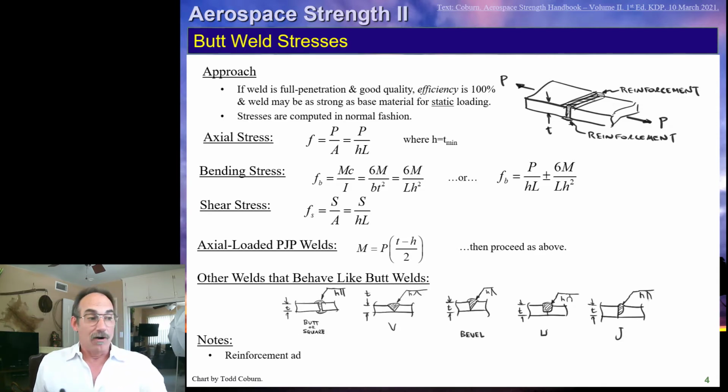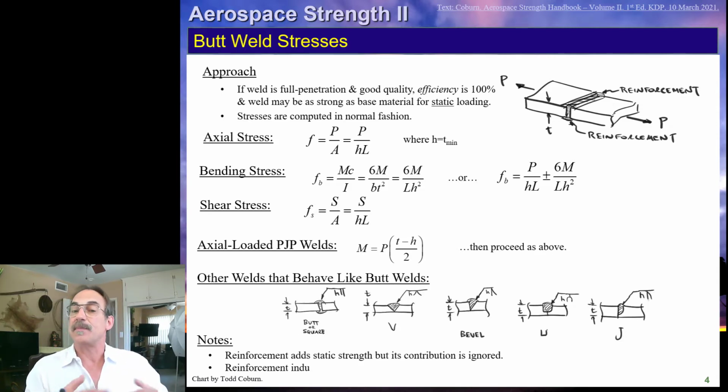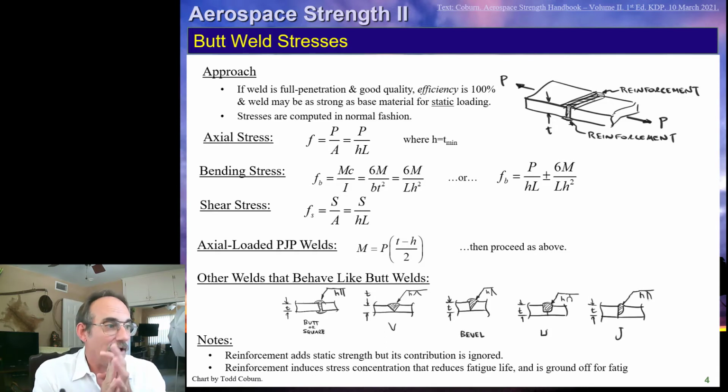Now, here are some examples of other welds that behave like a butt weld, right? We've got the butt weld or square weld on the left. We've got a V weld, bevel weld, U weld, J weld, you name it. All these would be handled exactly the same. We take a cross section through and we can use these formulas to evaluate them.